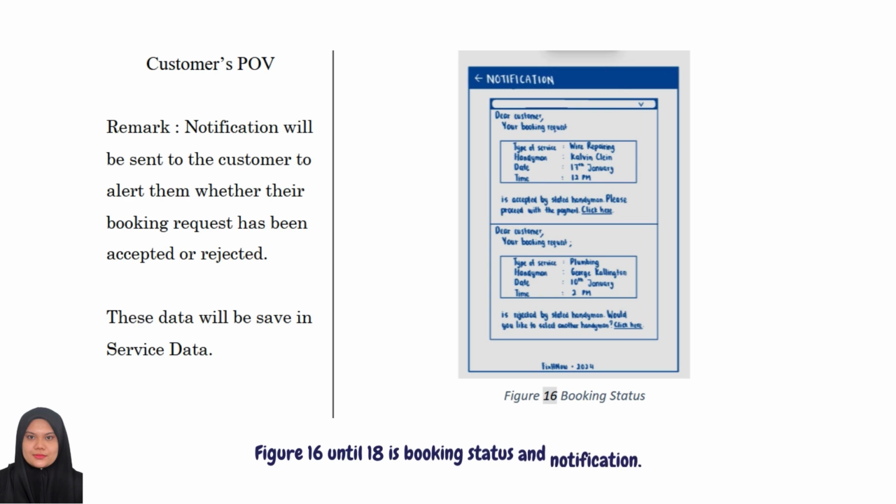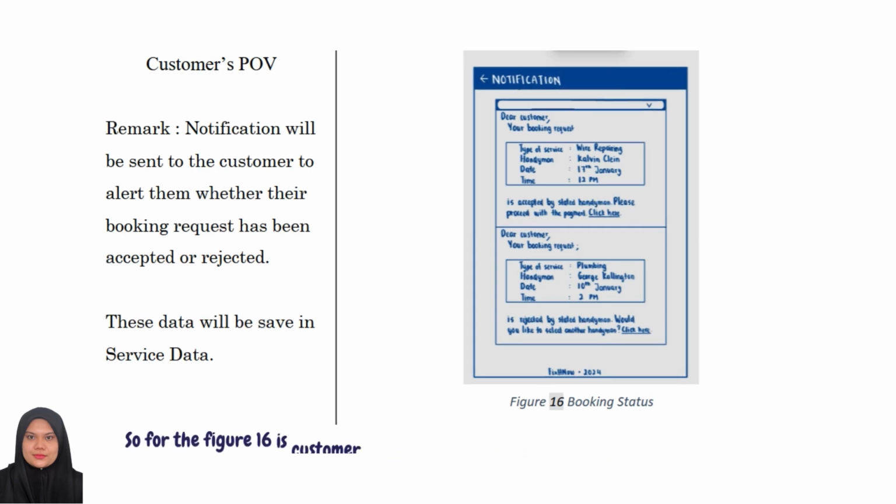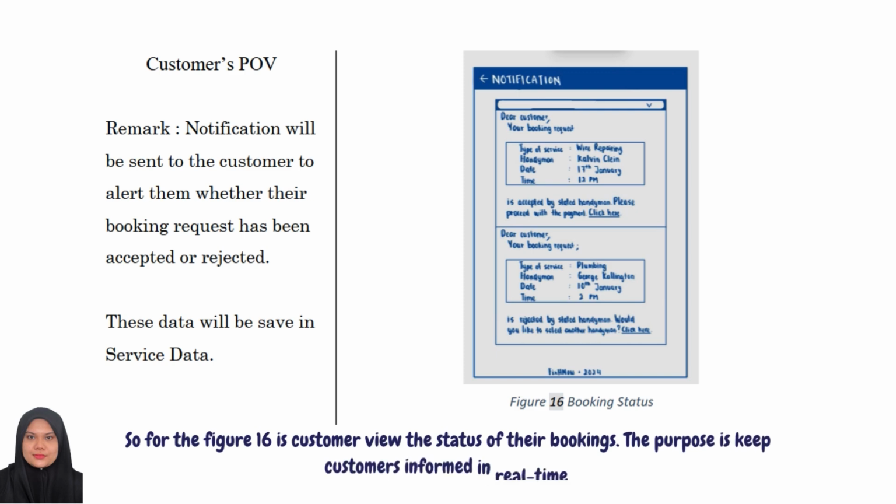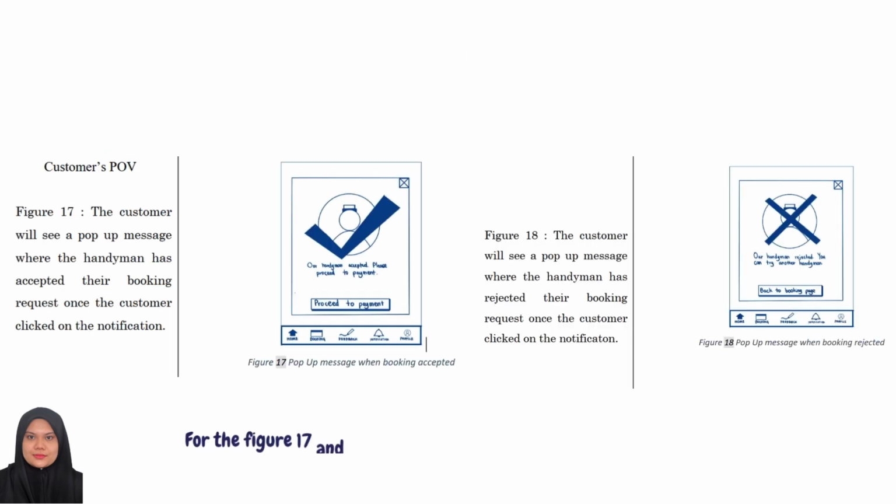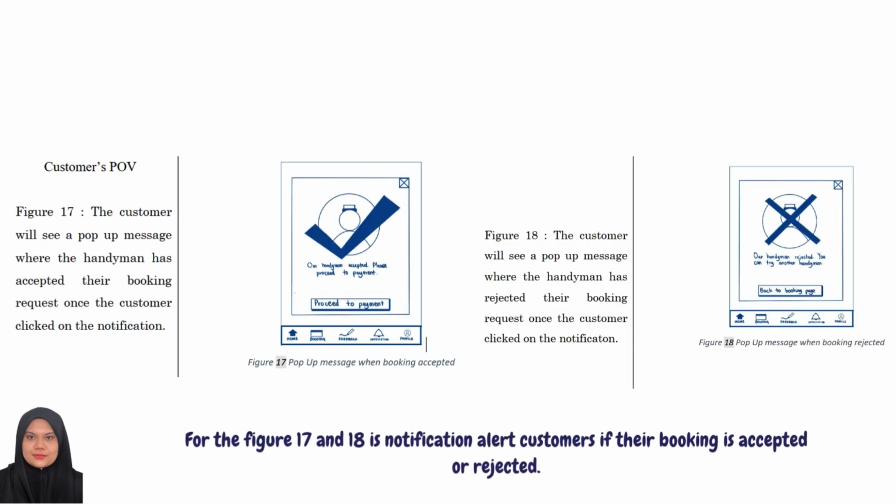Figures 16 until 18 are booking status and notification. Figure 16 is where the customer views the status of their bookings. The purpose is to keep the customer informed in real time. Figures 17 and 18 are notifications that alert customers if their booking is accepted or rejected.